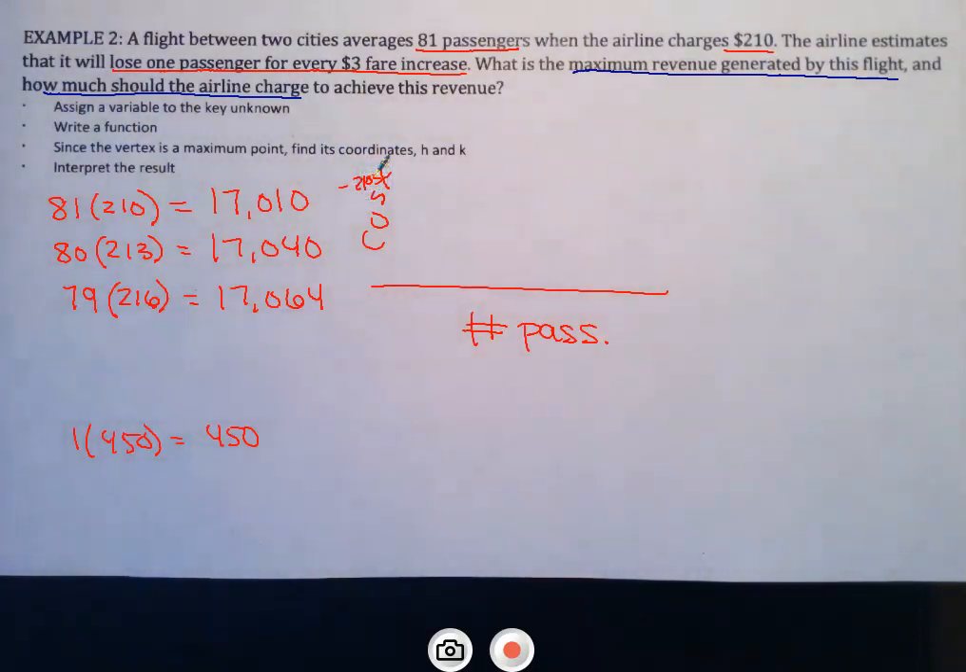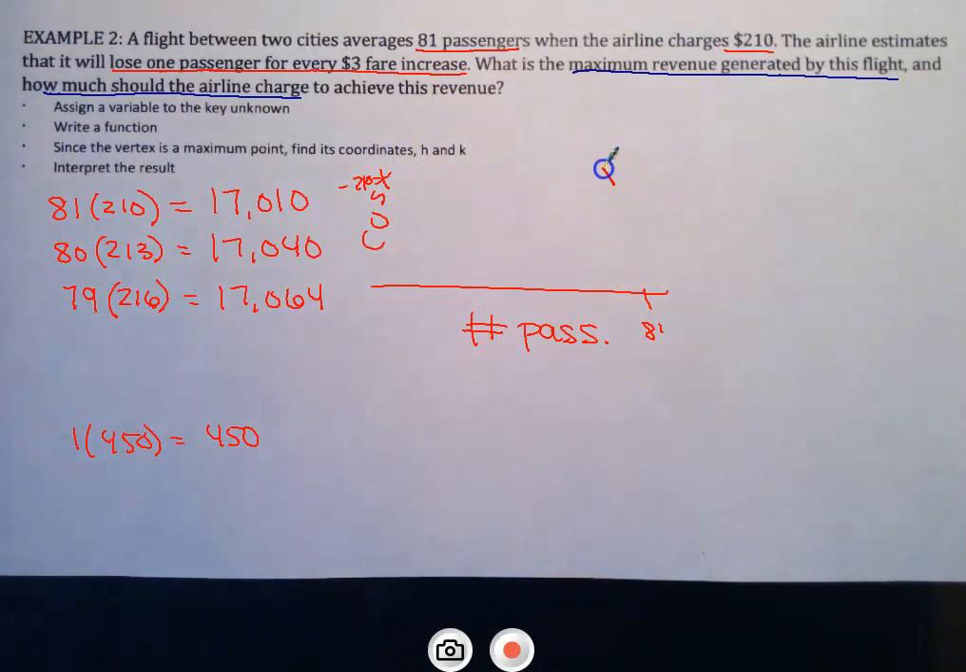Is what I should have. Okay, and so here's 81. So the number of passengers is decreasing, but the revenue, it's not this low. My graph is not very good. I'm going to start my graph up here. Okay, so 81 passengers at $210.